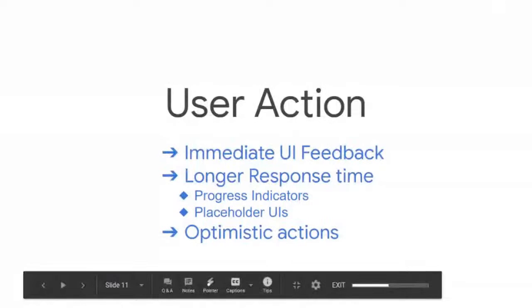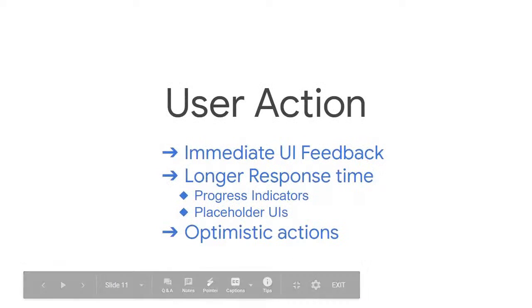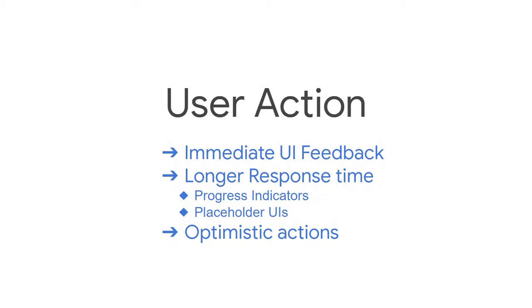So there are multiple ways that you can handle this. First is by just giving him immediate UI feedback. So imagine he's clicking on a button or a product image, and the kind of feedback that you can think of is animations or maybe a ripple effect, right? That's like 0.1 second kind of feedback that you can immediately give.